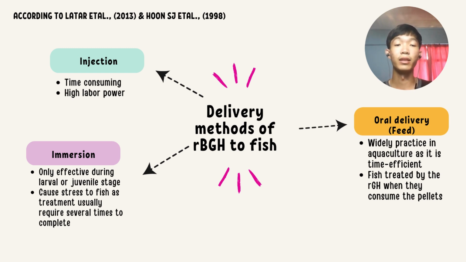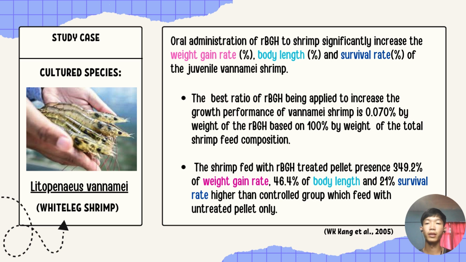It is widely practiced in aquaculture as it is time efficient, and fish was treated by the recombinant growth hormone when they consumed the enriched pellets. Now, let's move on to the first study case.